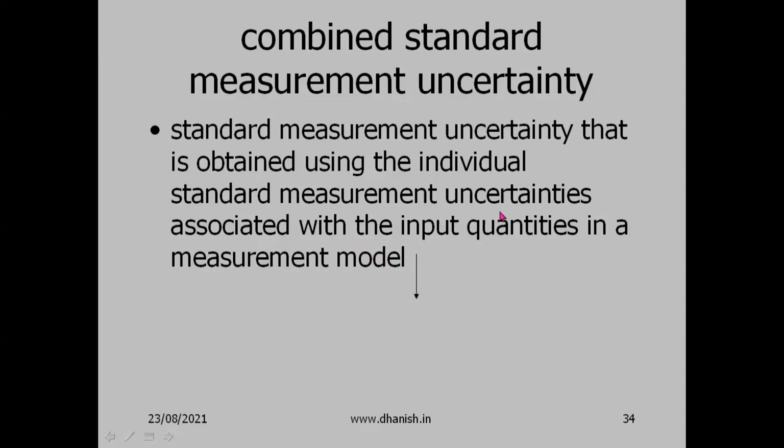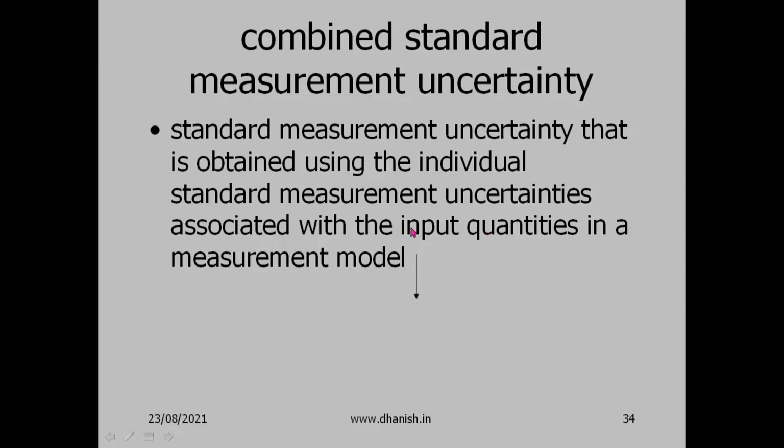It is a mathematical model which connects the measurement result to the input quantities. So how we will determine the measurement result from the input quantities. For example, if you want to determine the area of a room, you measure the length and breadth and multiply. That is the area. So area is equal to length into breadth. That is the measurement model. Measurement model means not the fashion model, but a mathematical model, a mathematical equation.